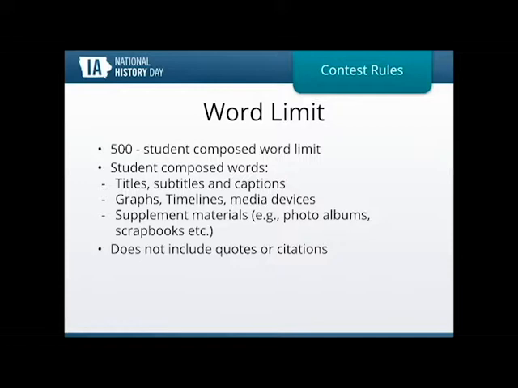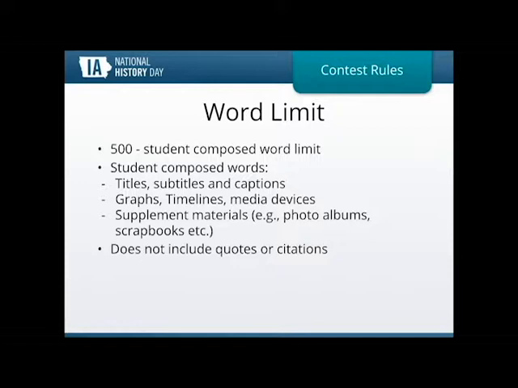So brief factual credits of the sources of illustrations or quotations included on the exhibit do not count towards the 500 word limit. So if you're putting any quotes from your topic or you're citing photos, those do not count towards that 500 student composed word limit. So Andrew, do you have any suggestions on how to stay within the word limit, or maybe did you have people review your exhibit before it went to contest? Can you just share some advice on that?